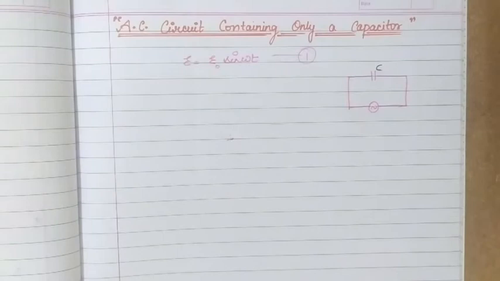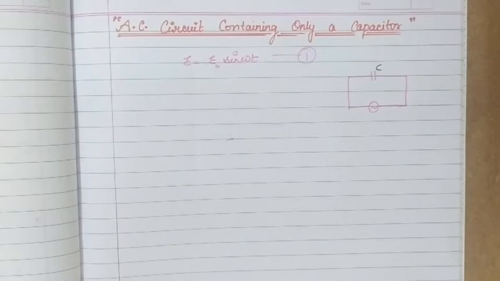So we have a capacitor and it is connected to an alternating voltage source, and because of that it gets charged during the first half of the cycle and discharged during the second half of the cycle, and due to this whole process we have an alternating current present in the circuit.